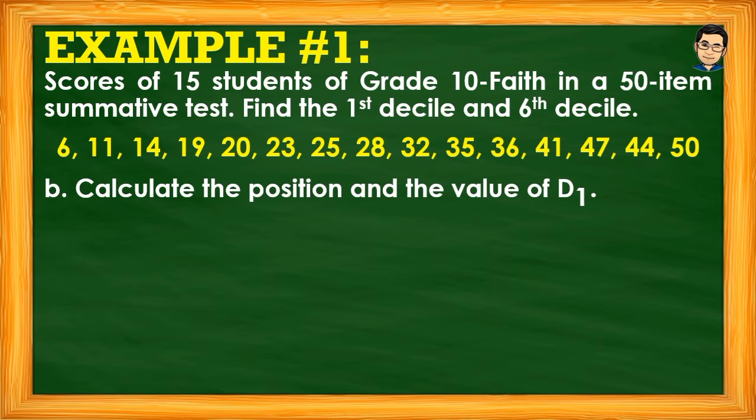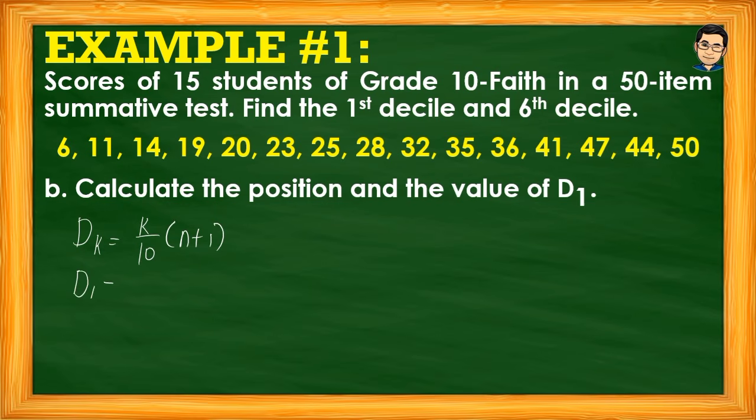Now, for letter B, calculate the position and the value of D sub 1. So, since tapos na po natin i-arrange yung mga scores in ascending order, pwede na po natin i-solve yung position and then yung value ng D sub 1. So, kailangan mauna muna po yung pag-calculate ng position, bago makuha yung value ng D sub 1. So, yung formula natin, D sub k is equal to k over 10 times the quantity of n plus 1. And then we're looking for the value of D sub 1, di ba? The position of D sub 1.